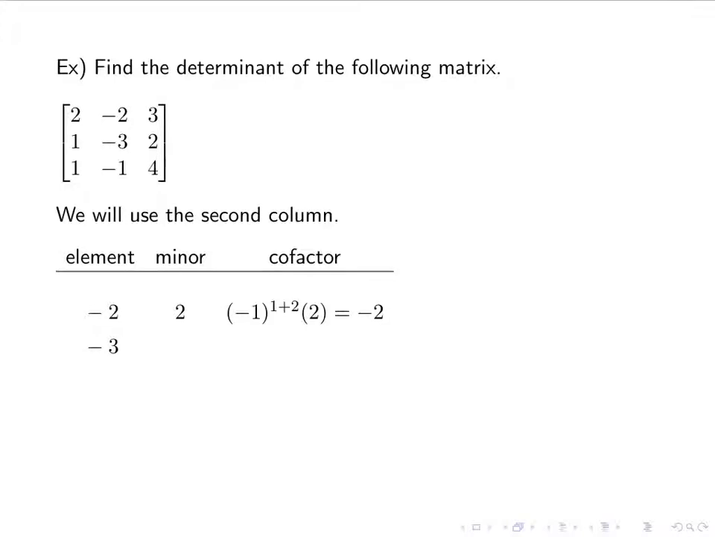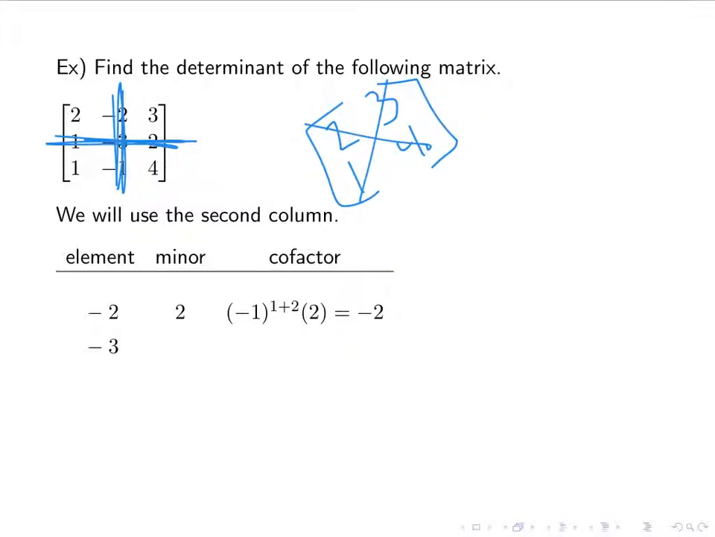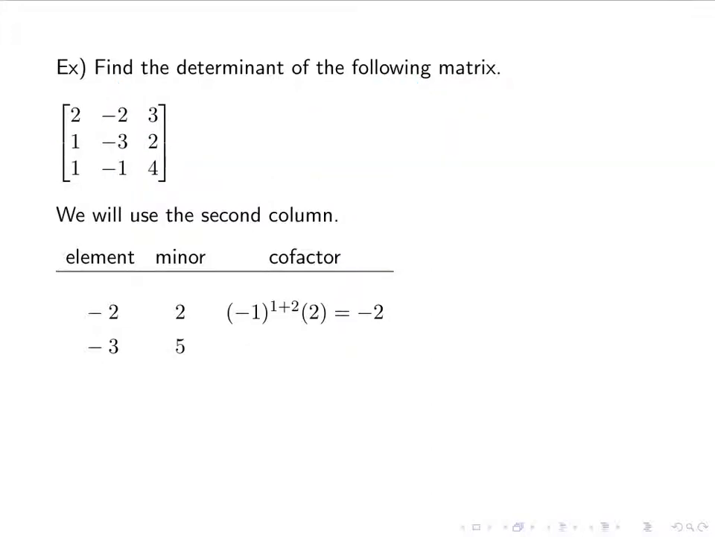The next element is negative 3. When I get rid of that row and that column, I'm left with the matrix 2, 3, 1, 4. And when I find the minor of that, I will have 8 minus 3, which gives me 5. The cofactor is going to look like negative 1 to the 2 plus 2, because negative 3 is in the second row and second column, times 5, which will give me positive 5.